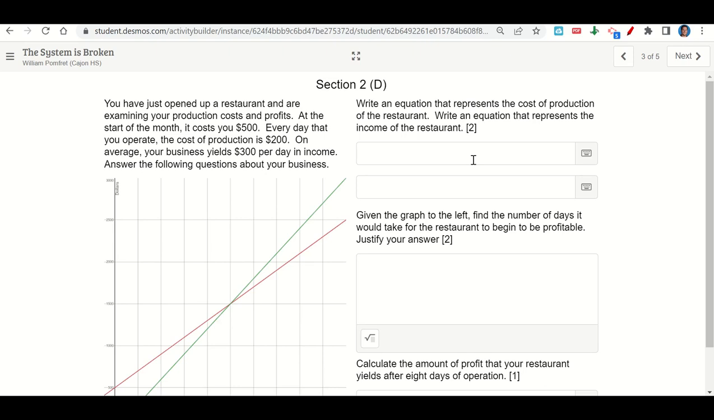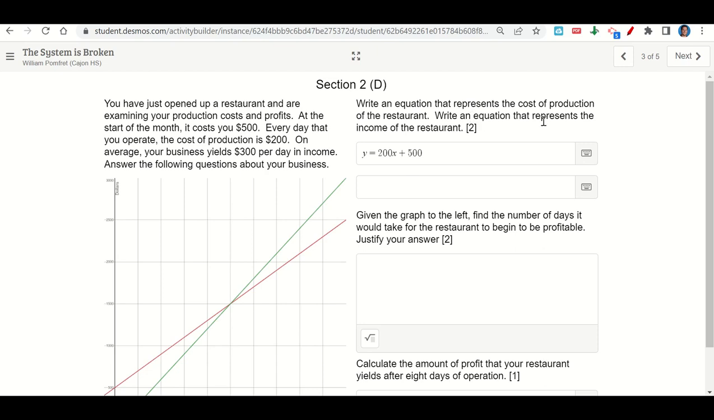So it says, write an equation that represents the cost of production of the restaurant. So how much does it cost? Well, at the start of the month, we know it costs us $500. So Y is the total. So Y equals, and it costs us $200 per day. So 200 times X number of days, plus the 500 at the start of the month. So there's our production costs.